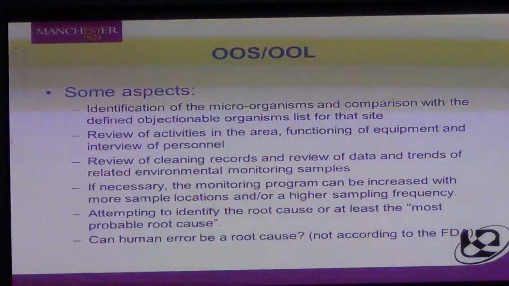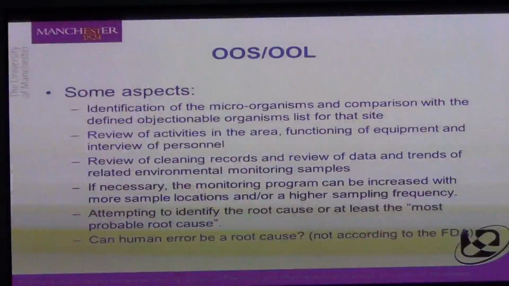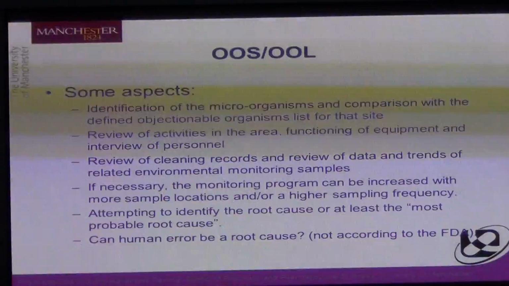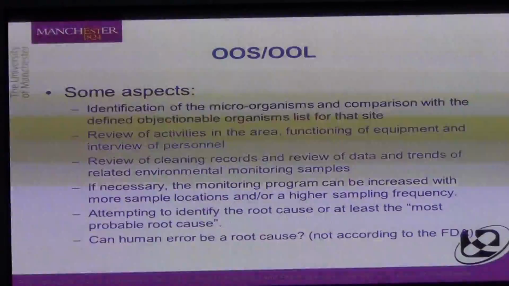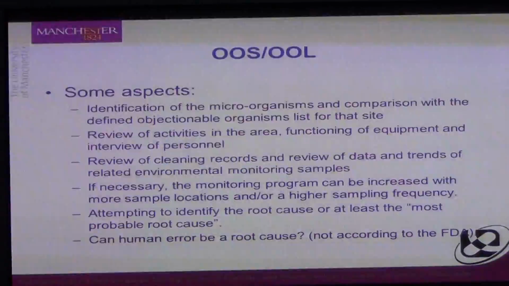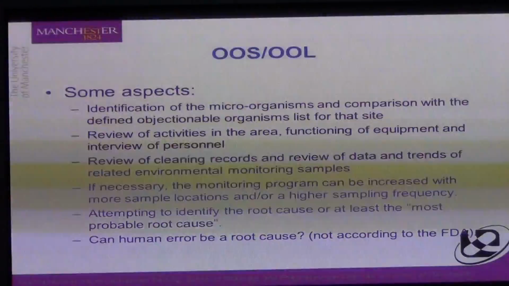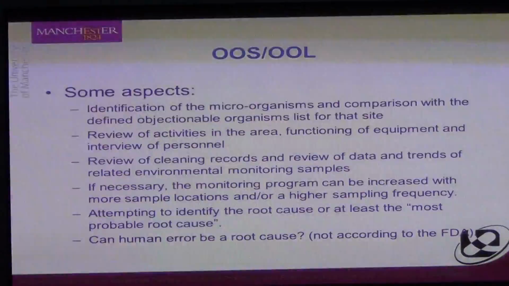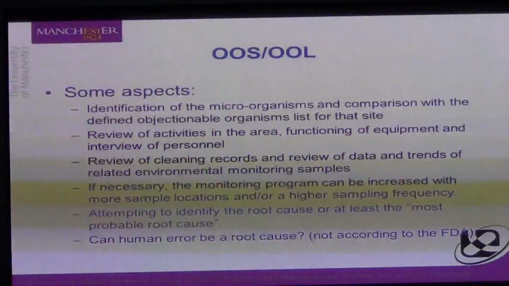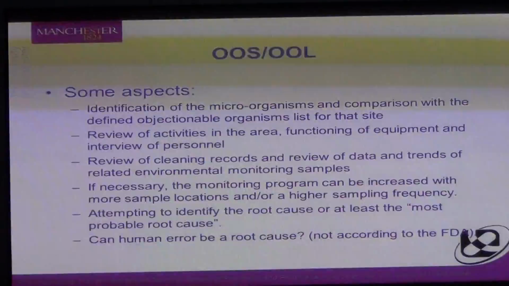So some important things to do when you do get environmental monitoring excursions is to identify the microorganism and to compare it with, if you're non-sterile particularly, whether you have any objectionable microorganisms. When you get action level excursions, you want to review the activities of the area, how well the equipment's functioning, interview the people. You want to review cleaning records and review data and trends. You want to have a good monitoring program to make sure you have good methods of detection. And ideally, you want to find the root cause or the most probable root cause.